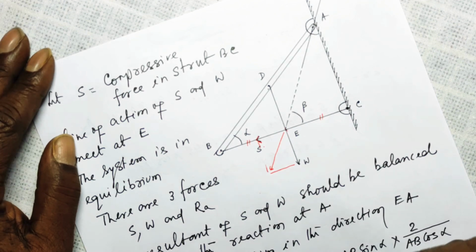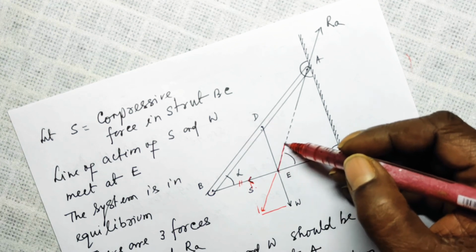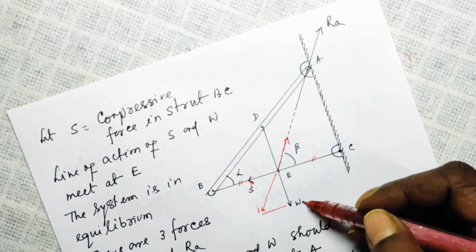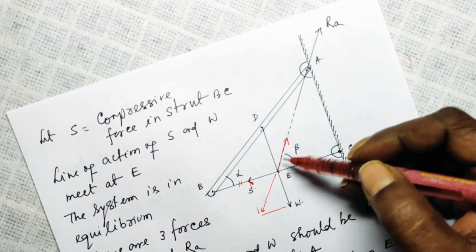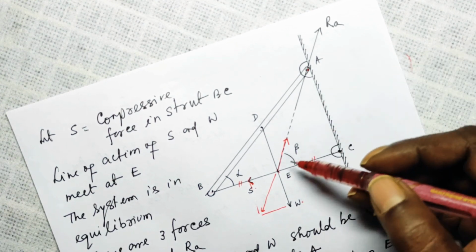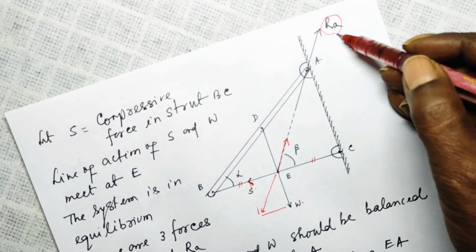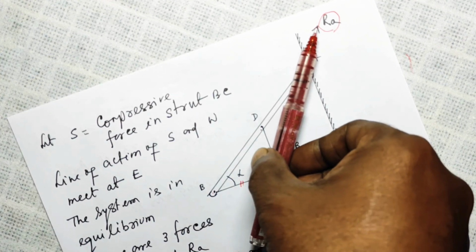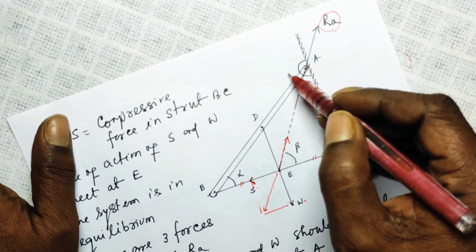So if the reaction force at point A is opposite to this and equal to the resultant of S and W, then the sum of the forces will be 0. Therefore, join this point with A, and this is the direction of the reaction force RA. So this is the direction of reaction force RA at point A, but not to this side.